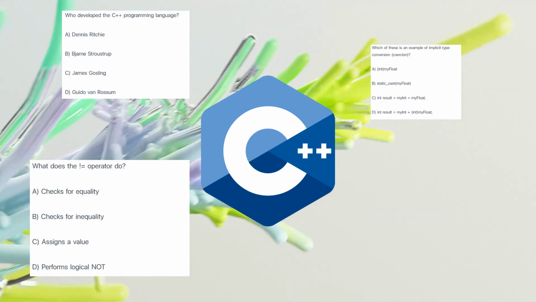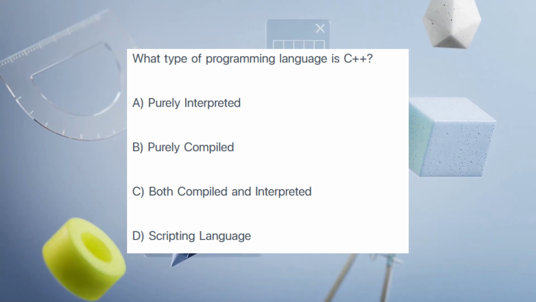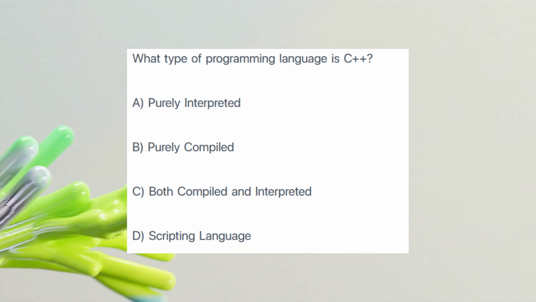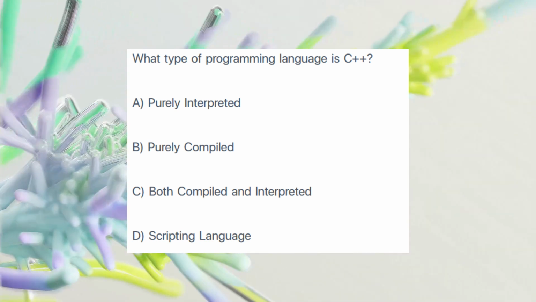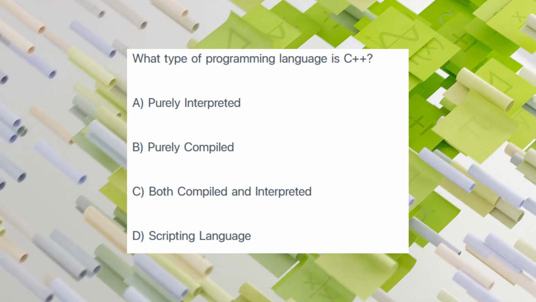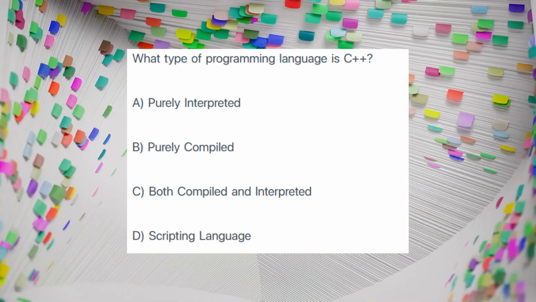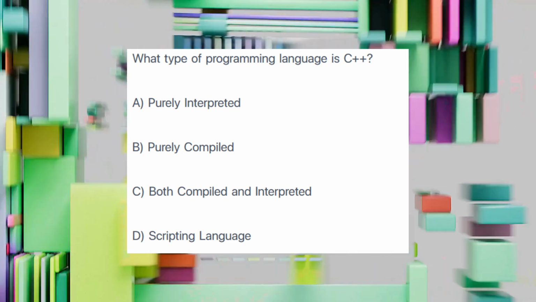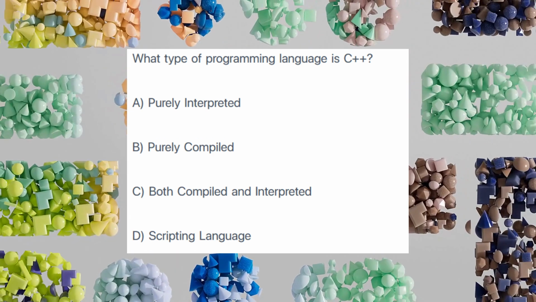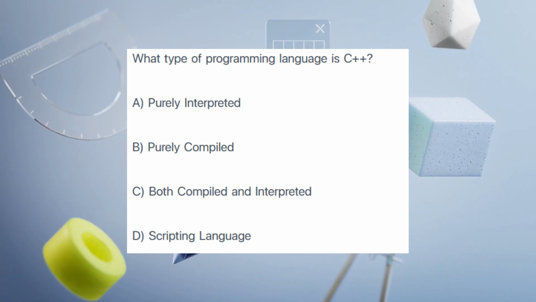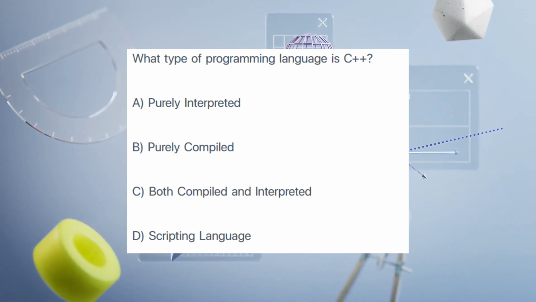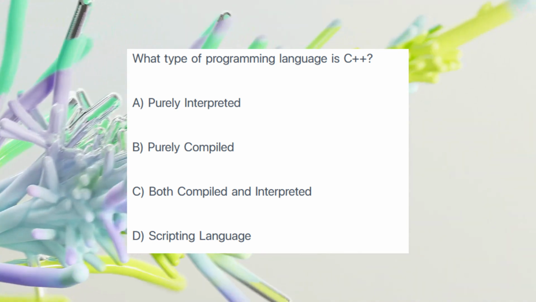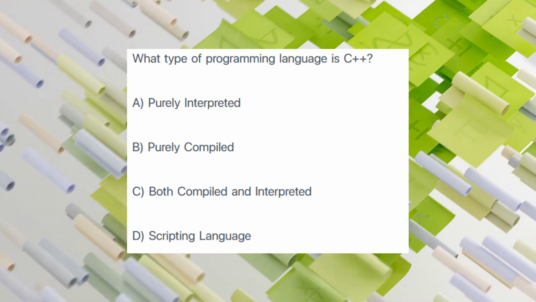All right, let's get started. What type of programming language is C++? Is it purely interpreted? Purely compiled? Both compiled and interpreted? Or scripting language? Give yourself a second to respond. The correct answer is B, purely compiled. C++ source code is typically compiled into machine code before execution.